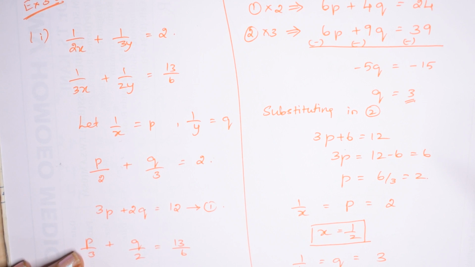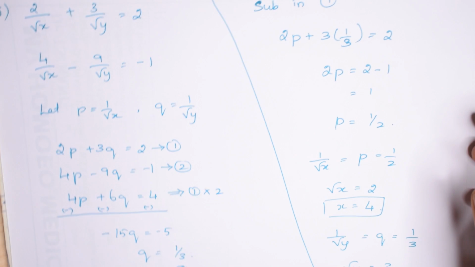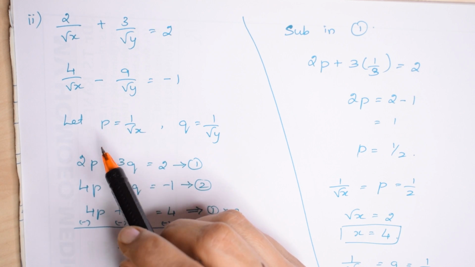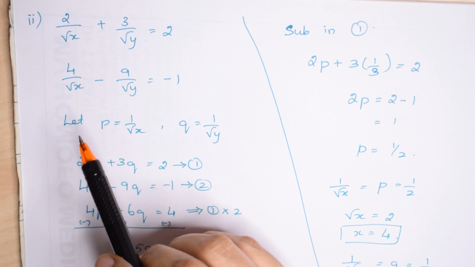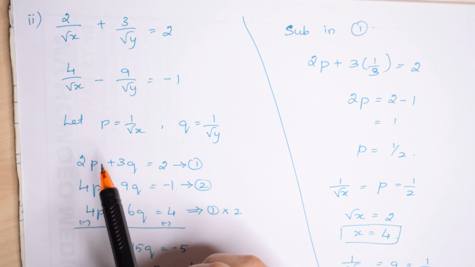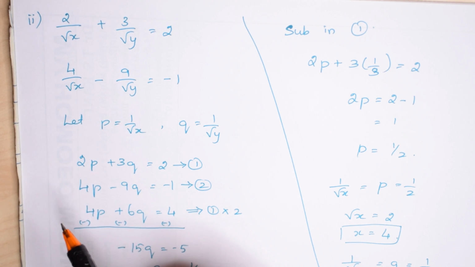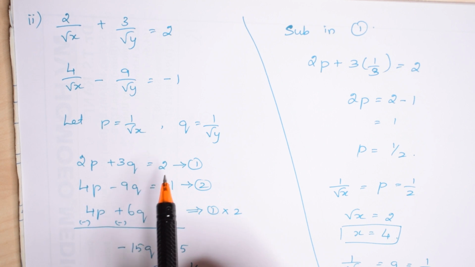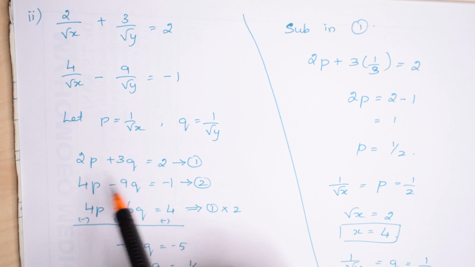We'll go to the second sum. By the end of the exercise, you will be well aware of this exercise and will understand it much better. Okay, now going to the second sum. In this second sum, we see that the denominator has got square root of x and square root of y. So I substitute 1 by square root of x as p, 1 by square root of y as q.